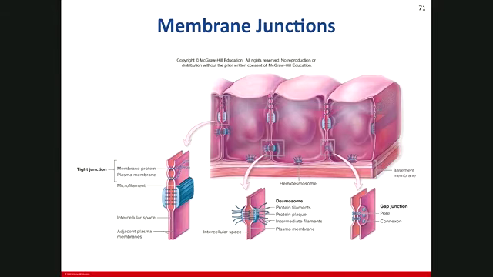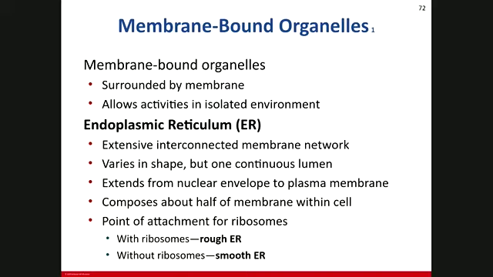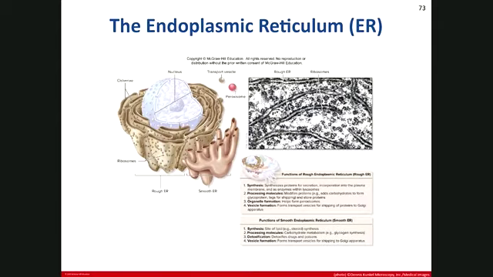First, I want to talk about the membrane-bound organelles. The membrane-bound organelles are the organelles which are enclosed with a membrane, and they allow activity in an isolated environment. One of them is the endoplasmic reticulum. The endoplasmic reticulum, as you see in this picture, is an extensive interconnected membrane network. They vary in their shape, but all of them are continuous with each other.